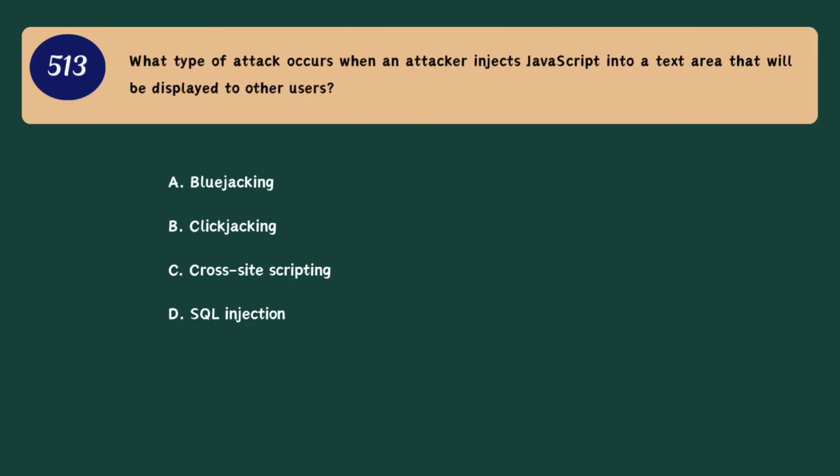Question 513. What type of attack occurs when an attacker injects JavaScript into a text area that will be displayed to other users? A. Bluejacking. B. Clickjacking. C. Cross-site scripting. D. SQL injection.